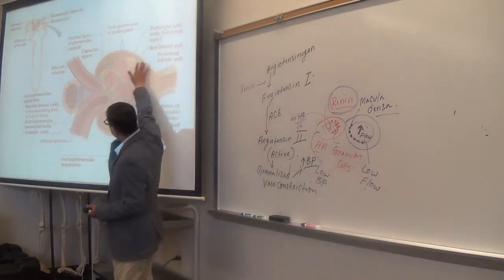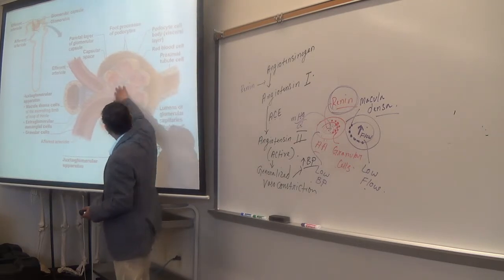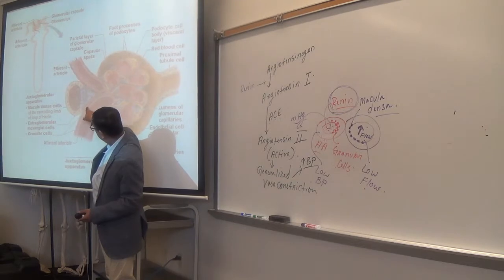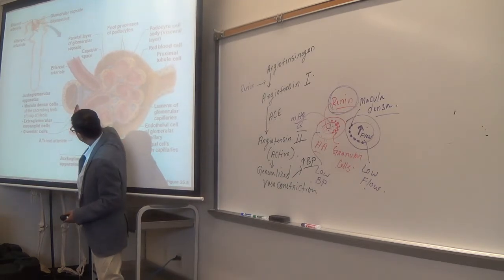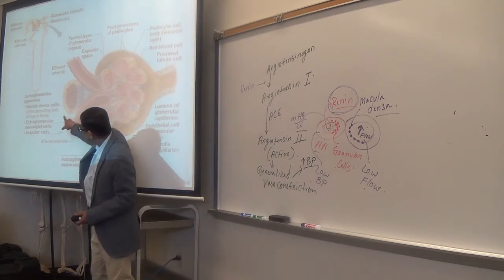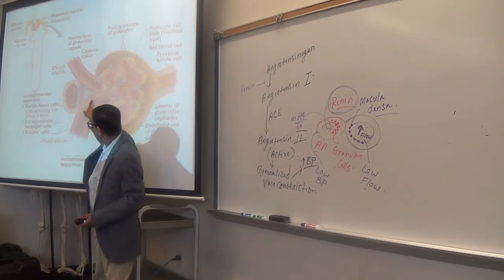This is just a section, afferent, glomerulus, efferent. And you see in the wall of the afferent you have the granular cells, and this is the distal part of the ascending limb. These are the macula densa cells. Okay?